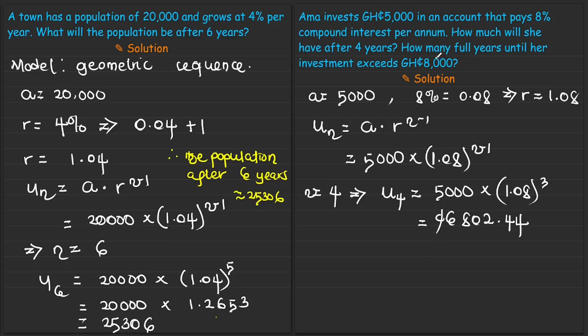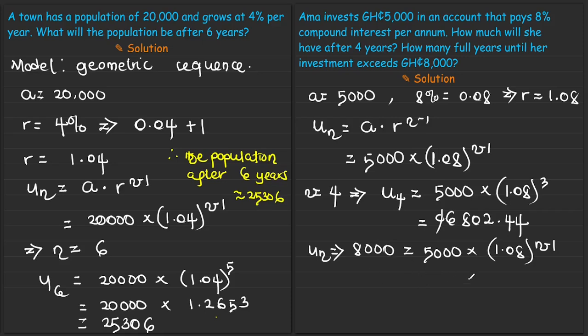And it goes on to say how many full years until her investment exceeds this. If you want the investment to exceed this, it's simply an equation you want to write to find your N. So that is to say, a certain UN gives us what? 8,000 cedis. And we know the UN is actually equal to what? The general formula, which is what? 5,000 times 1.08 all to the power what? N minus 1.